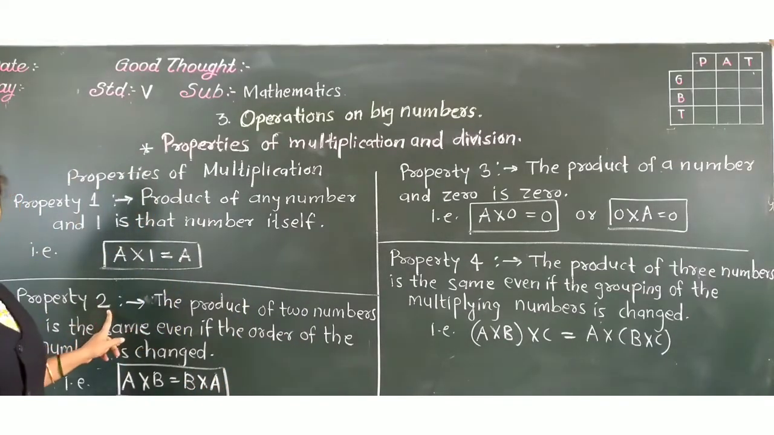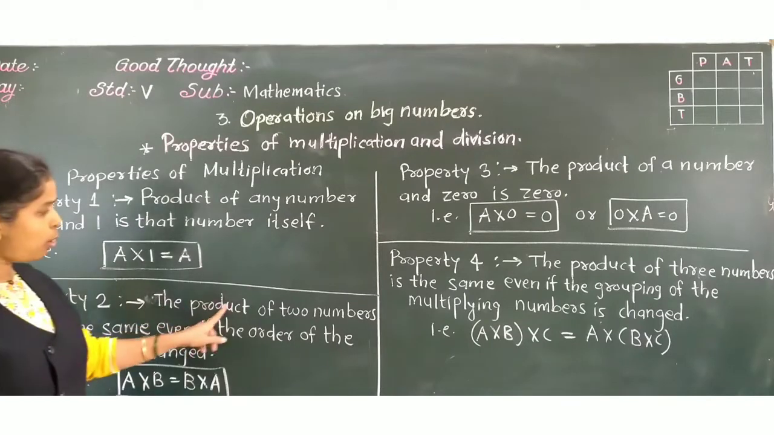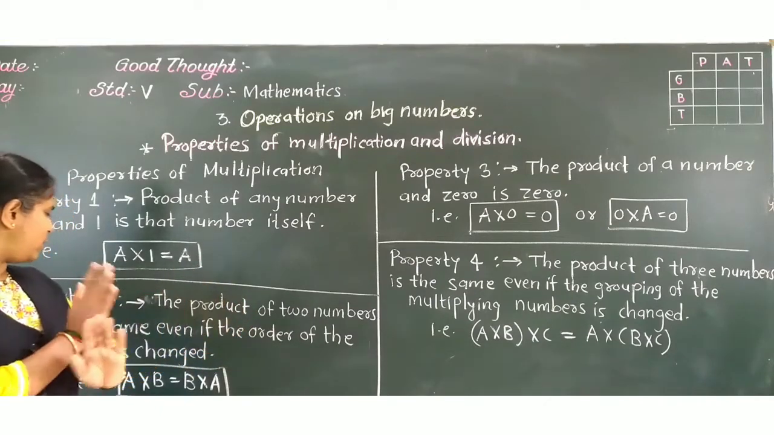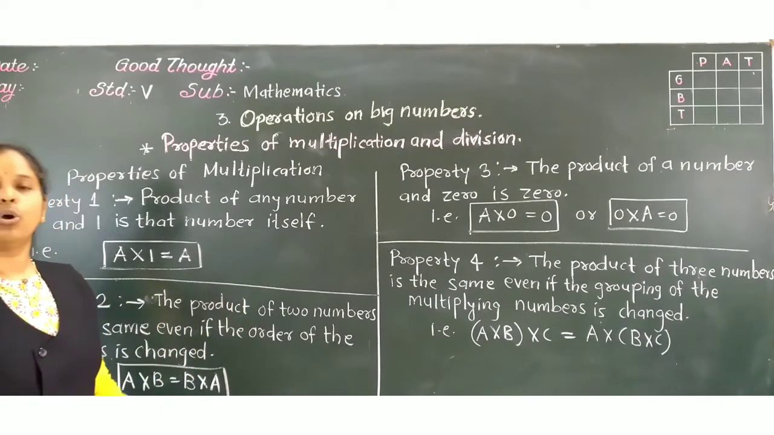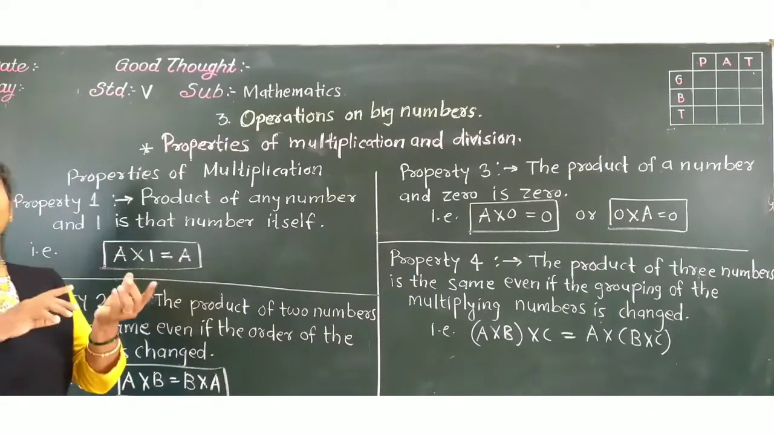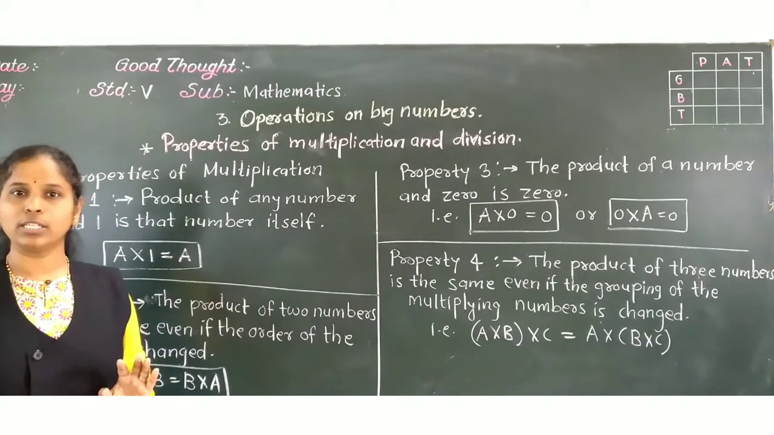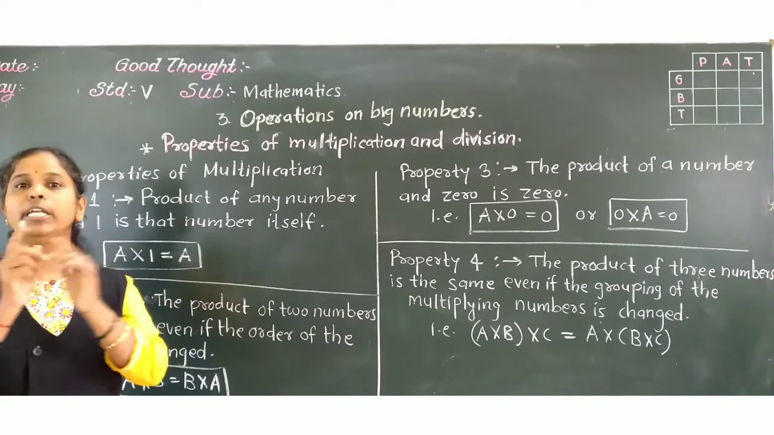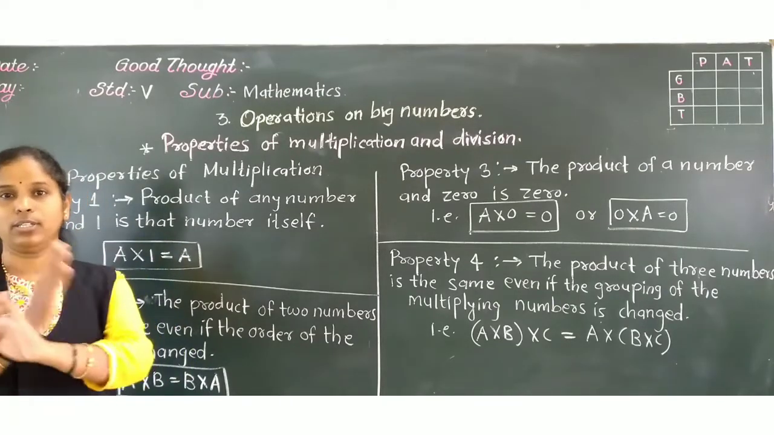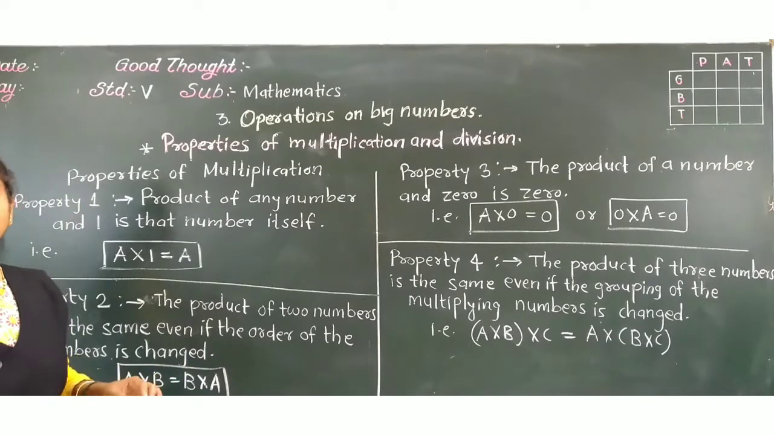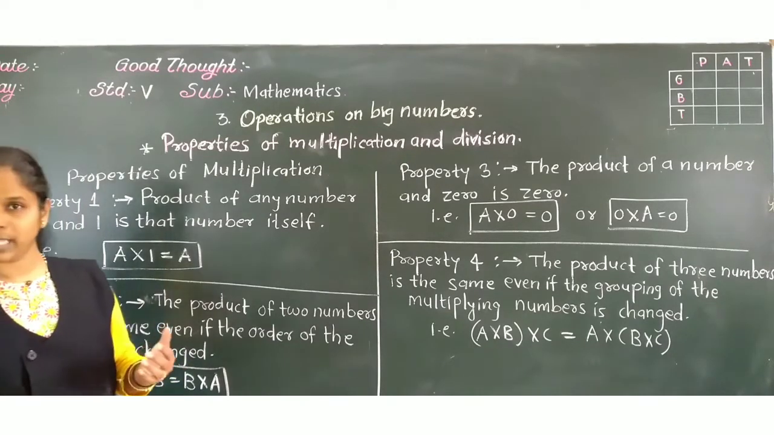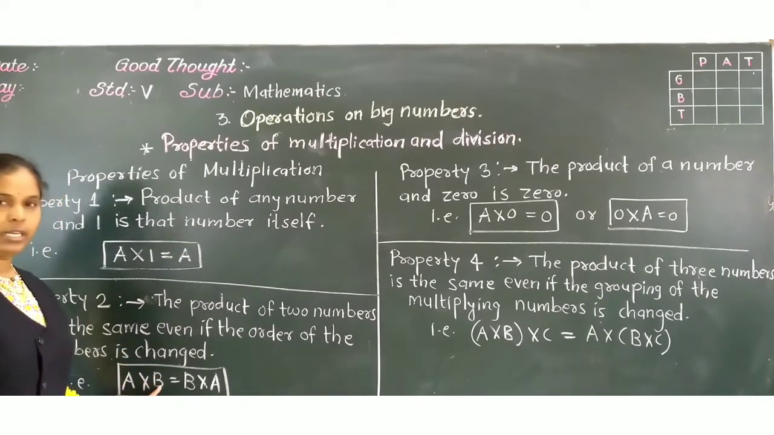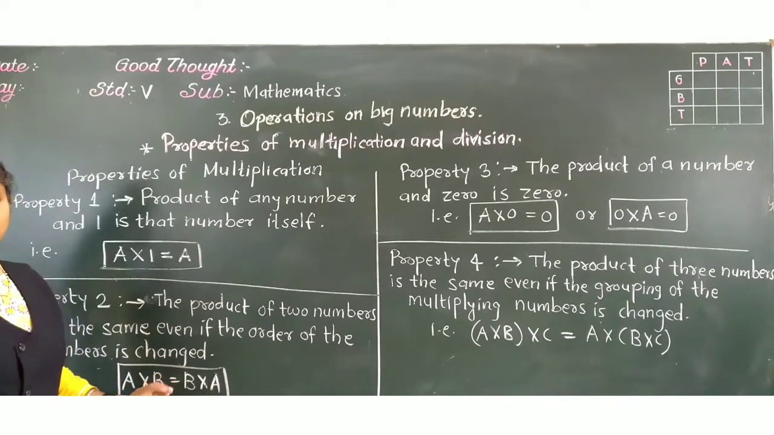Next, property 2. The product of two numbers is the same even if the order of the numbers is changed. Suppose 2 multiplied by 3, we get the answer 6. And if I reverse the order, if I take 3 first and do 3 into 2, interchanging the places, the product remains the same. That is, suppose A and B are any two numbers, then A into B is equal to B into A. This is the second property.